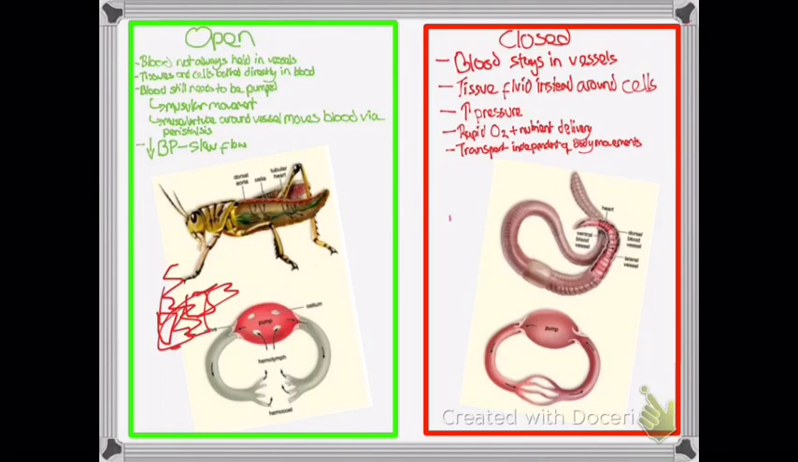I'll draw this in a different colour. We've got a cell there and a cell there, and they're bathed in tissue fluid. So I'll do tissue fluid in yellow, okay. But they're really messy. I'm going to get them off the screen because they look ugly. Okay, so open circulatory systems, we've got cells bathed in blood.